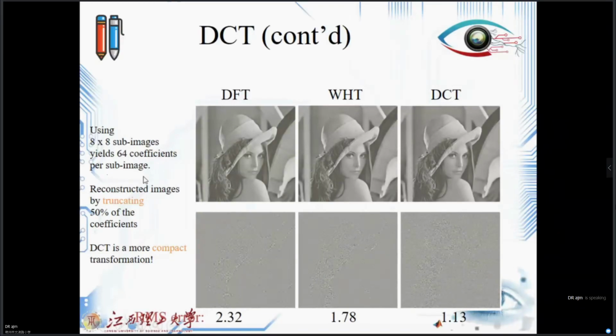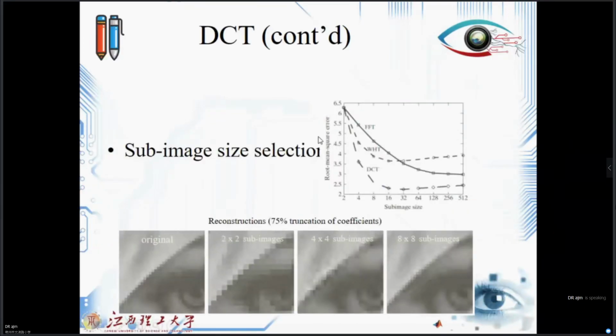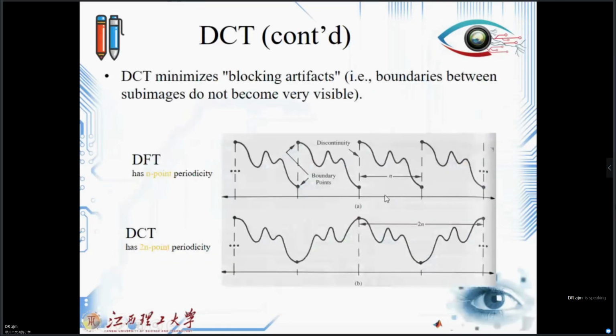sub-image, and we are using a reconstructed image by truncating 50% of the coefficients, then you will see that the DCT is a more compact transformation. Here, this is the DCT, WHT, and DFT, which just now we are talking about DCT, but you will see that the DCT has the more compact transformation. Value is 1.13 if we want to apply it on the image. The other thing that we should see is the size of the image collection and the root mean square of the error. In the DCT also, it has the less. It has some value like this, as you will see, and see the WHT and FFT.